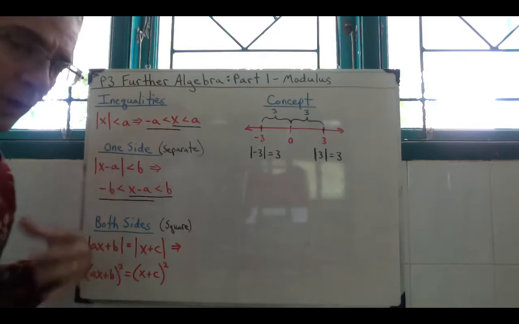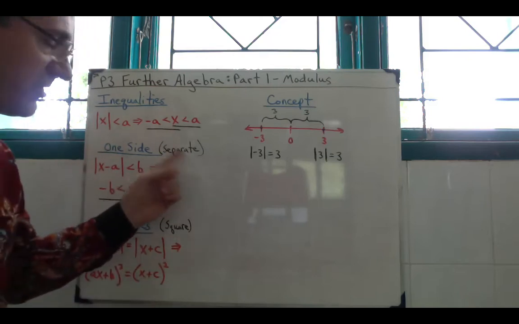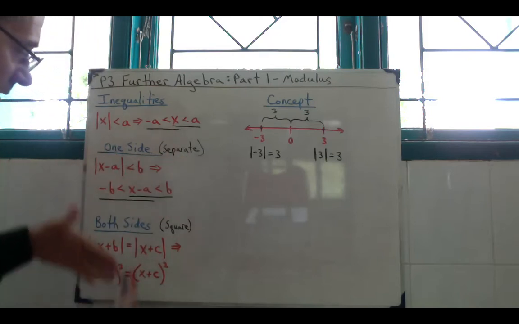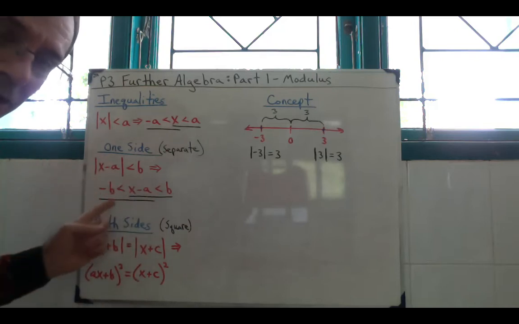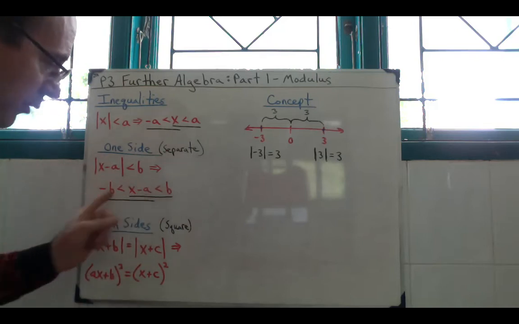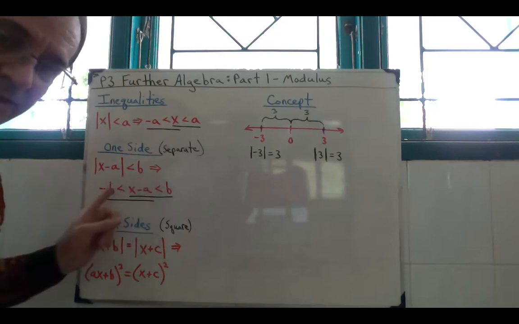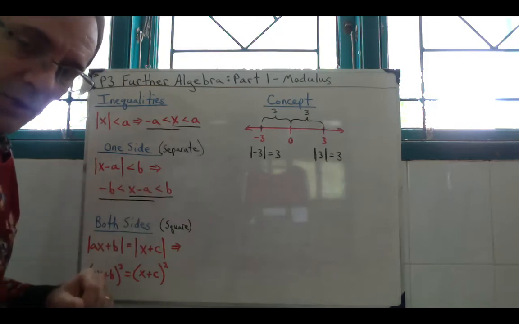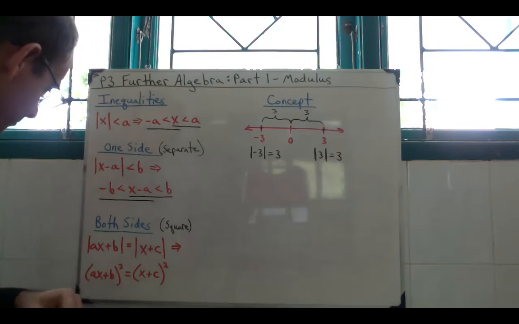And so when we have one-sided modulus, we're going to separate them into the 2 parts. From this point, you can then solve for x with both statements. You can split this joint inequality into two separate inequalities and solve them separately.